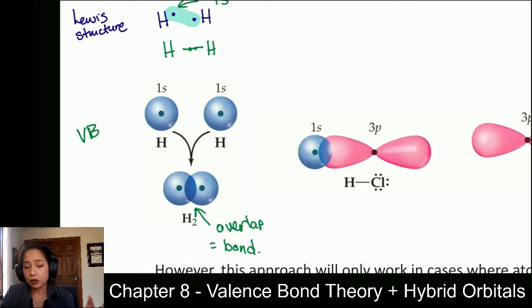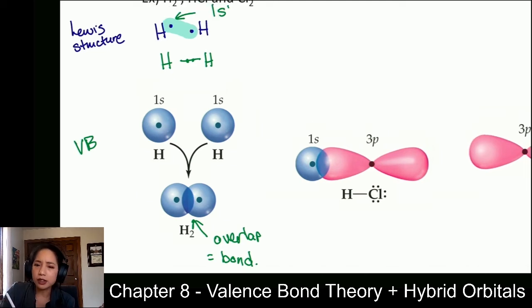It's atomic, or not always atomic orbitals. Just in this case, it is an atomic orbital that creates the bond. But in this example, it's the overlap of orbitals that creates your bond. And so that is just another way to think about electron sharing.